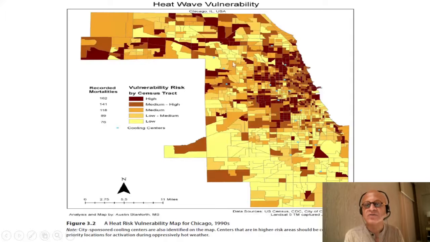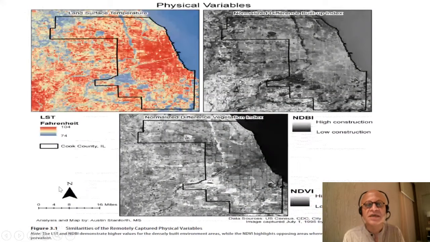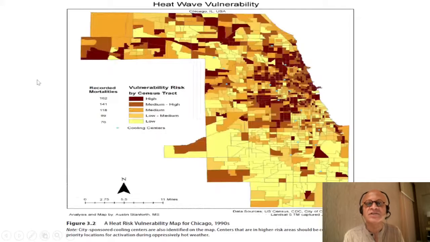Why does it matter? Because once you have a risk map like this at local scales, then you know where to put the cooling centers, right? That matters a lot. You don't need to put it in rich neighborhoods, for example. Okay, centers that are in higher risk areas should be considered priority locations for activation during oppressively hot weather. Okay, so we didn't go into the details of how the vulnerability index was computed, but those are the parameters that go into it, a combination of socioeconomic and environmental parameters, and the data is available at scale so that such a high resolution map for the city can be done.